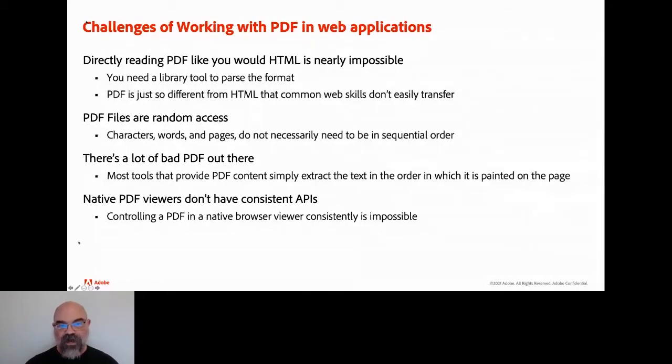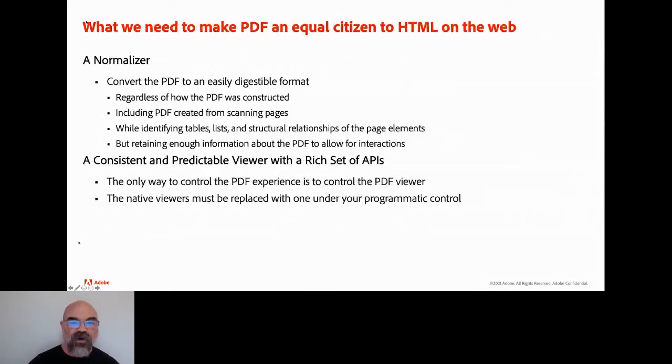So the native viewers are just pretty much impossible to accomplish that. So what do we need to make PDF an equal citizen to HTML? Well, the first thing we need is really some kind of normalizer, something to convert the PDF file into an easily digestible format. And I know this is going to be shocking based on what we've talked about over the last few minutes, but that format's going to be JSON.